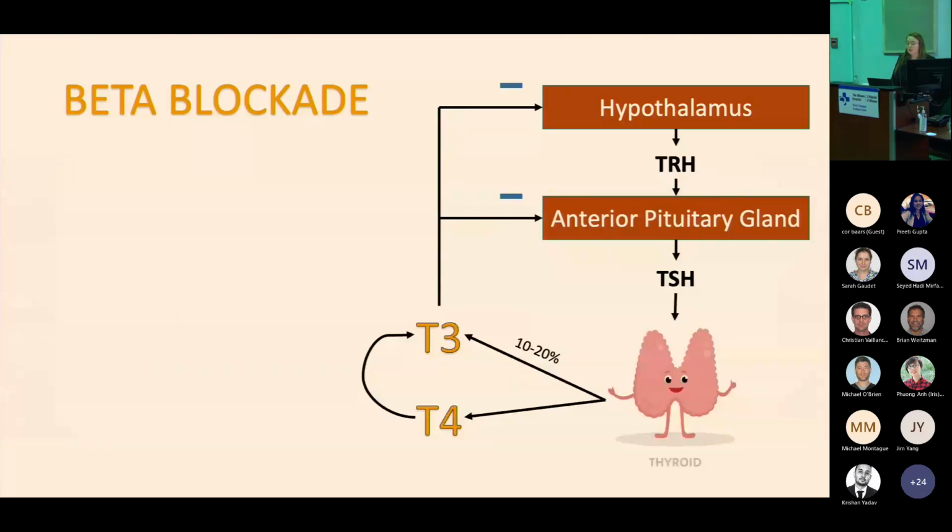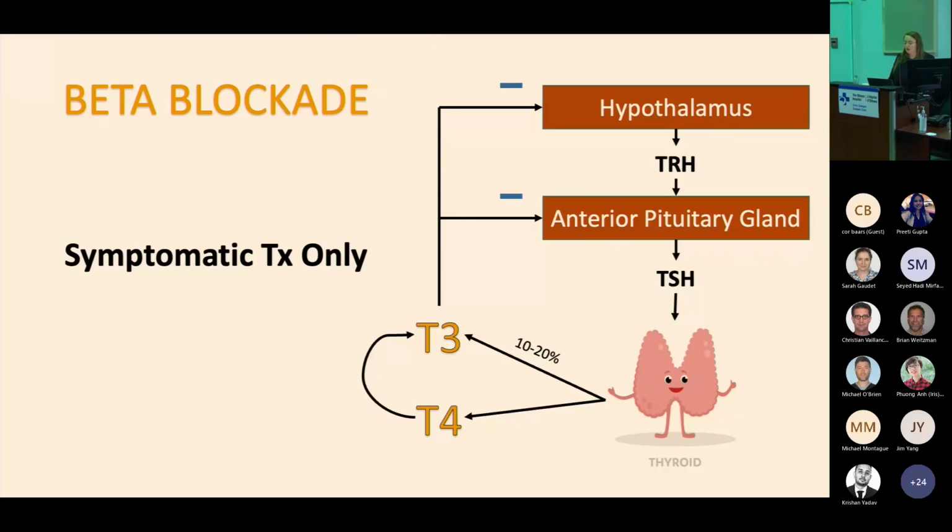The 4th step in your management of thyroid storm is beta blockade. And this is the one that is probably the most controversial and interesting with regards to thyroid storm management. The reason we use beta blockade is simply for symptom control.